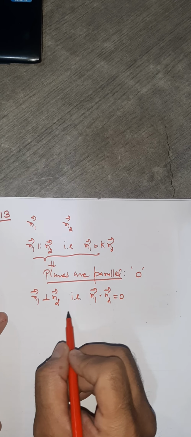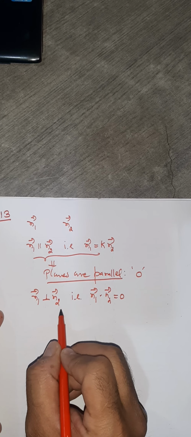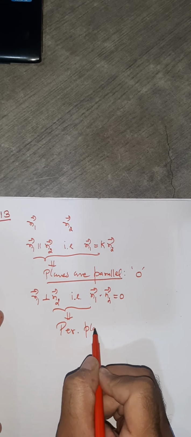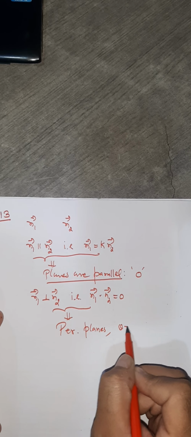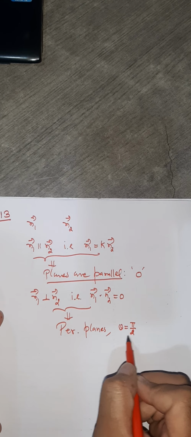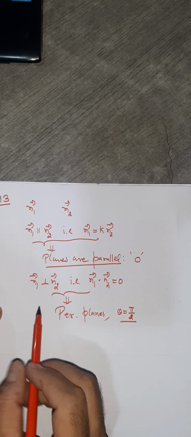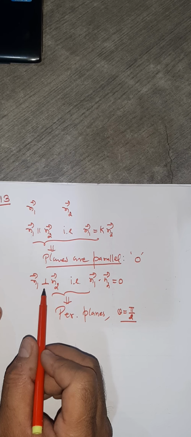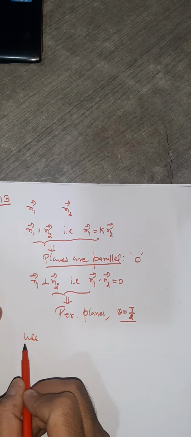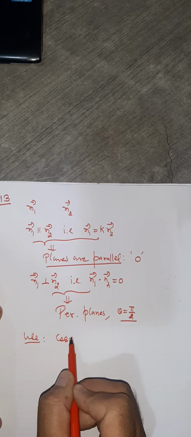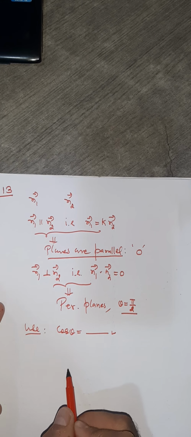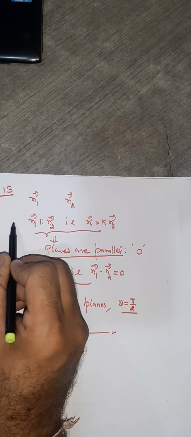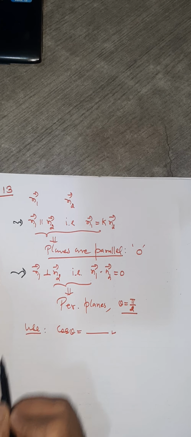The second possibility, if normals are perpendicular, that is, the dot product is 0 here. That means in this case, two planes are perpendicular. Perpendicular planes, remember. So the angle between two planes is what? Here pi by 2 or 90 degrees. And if the normals are not parallel, not perpendicular, then use the formula to get the angle between two planes, cos theta equals to, as we did in the previous question. Right? So every time you need to observe these two things mainly. One is this and the other one is this.